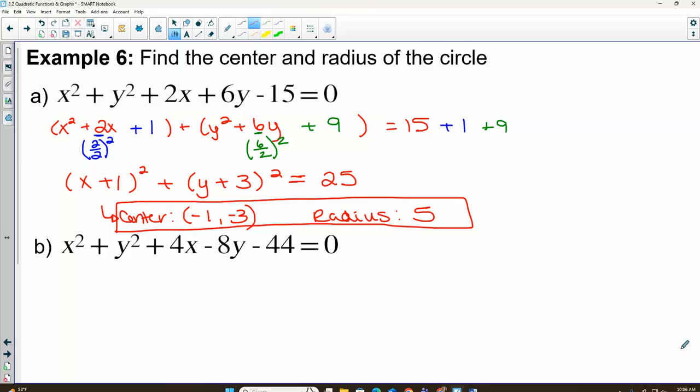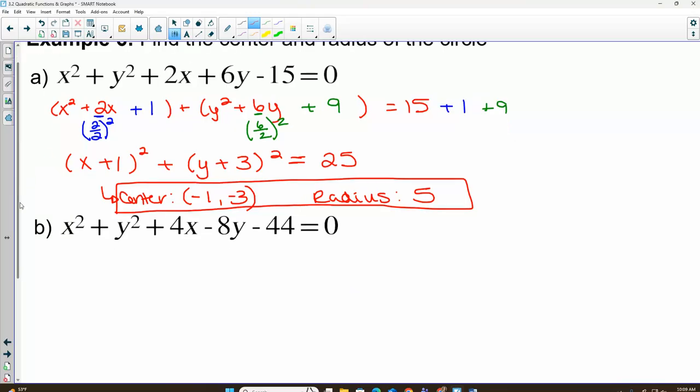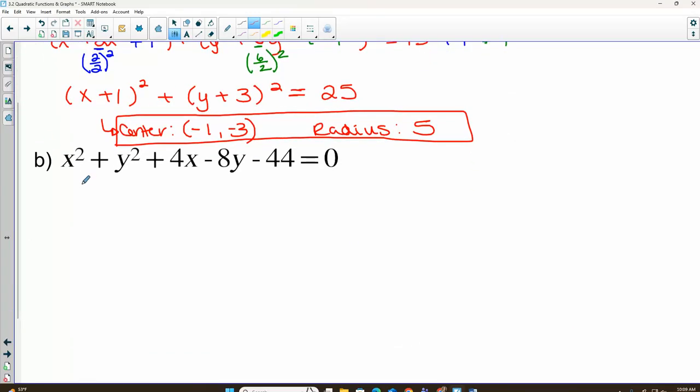A little more involved on that one. Do you guys have questions? Why don't you take a couple minutes and see how far you can get on B? We start out putting our x's together. A little space, put your y's together. Leave a little space. What do I do with this negative 44?